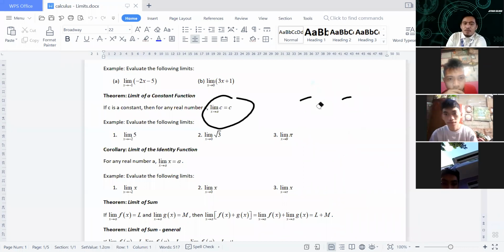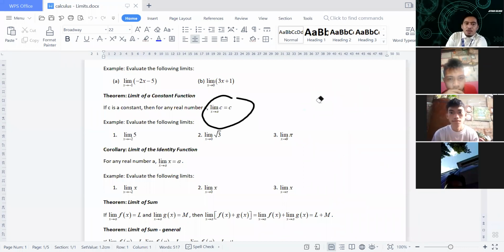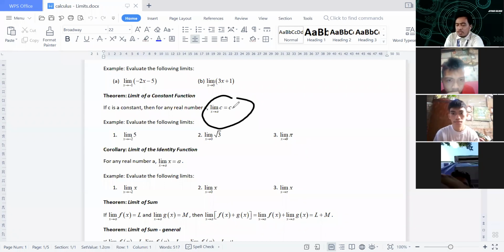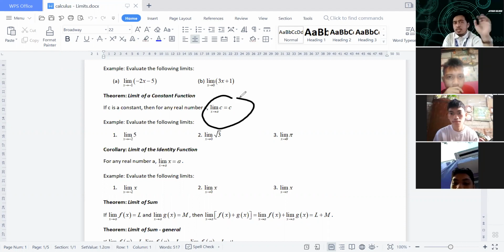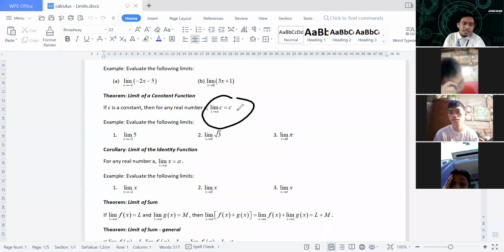This theorem states that if your function is a constant function, automatically your answer is C. Because whatever value of x you replace here, the answer is always that one. So your answer is C. If you substitute and evaluate there, your answer is always the fixed number. So the answer of that limit is the constant.